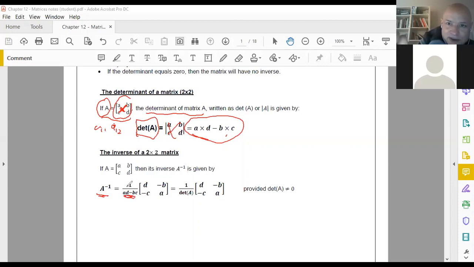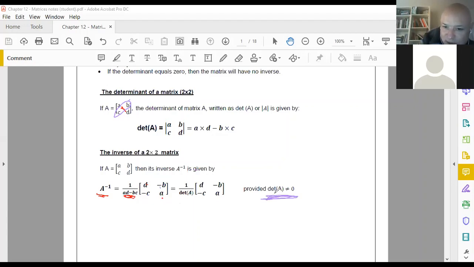Now, what happens to the matrix? Let me just erase this. The matrix, these two swap position. So you can see the D became the A, and the A went to the D position. The other two, they just change signs. So if they're positive, they go to negative. If they're negative, they become positive. So they change sign. That's also very, very important. Remember, you can only work out the inverse if the determinant does not equal 0. Okay? All right, clear that one.